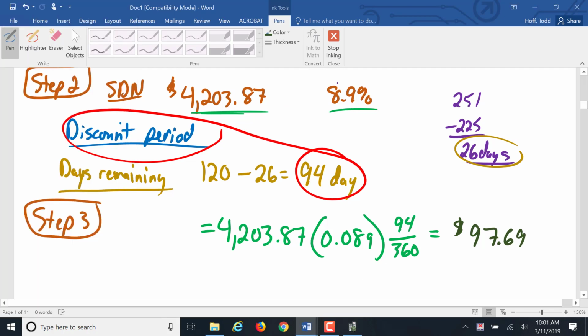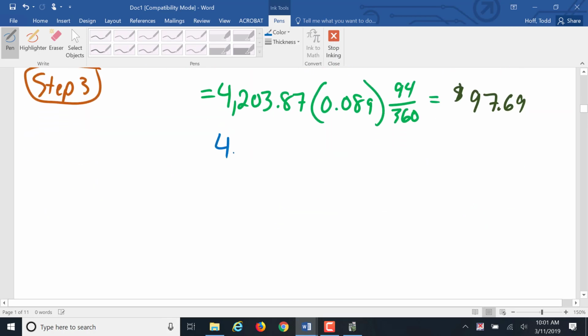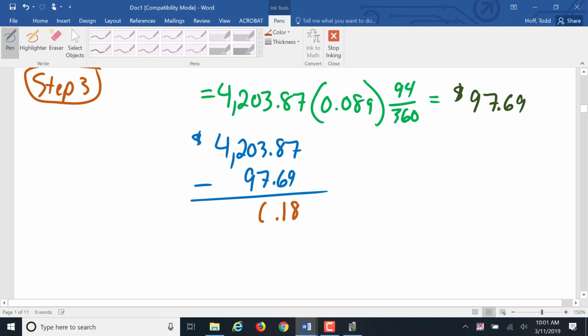So now with that discount, we'll calculate the proceeds by taking the face value of that simple discount note and subtracting the $97.69. So, in this case, Stacy's proceeds is $4,106.18.